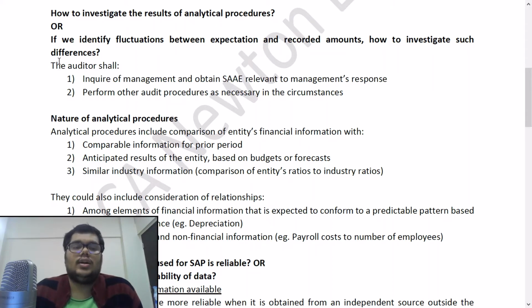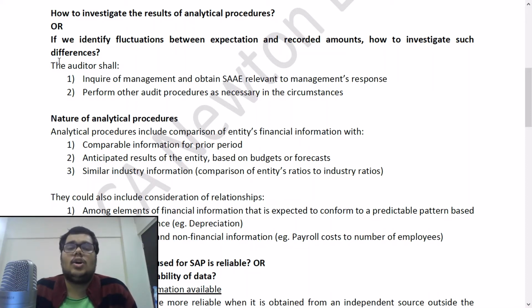So what is the auditor supposed to do? The auditor shall, point number one, inquire of management and obtain sufficient appropriate audit evidence relevant to management's response. So the first thing you will have to do is go to the management and ask them why this variance is coming, and you will have to adequately document the management's response. Point number two, perform other audit procedures as necessary in the circumstances. So let us say in other expenses between last year and current year, you're just getting a 2 or 3% variance. So this you can ignore.